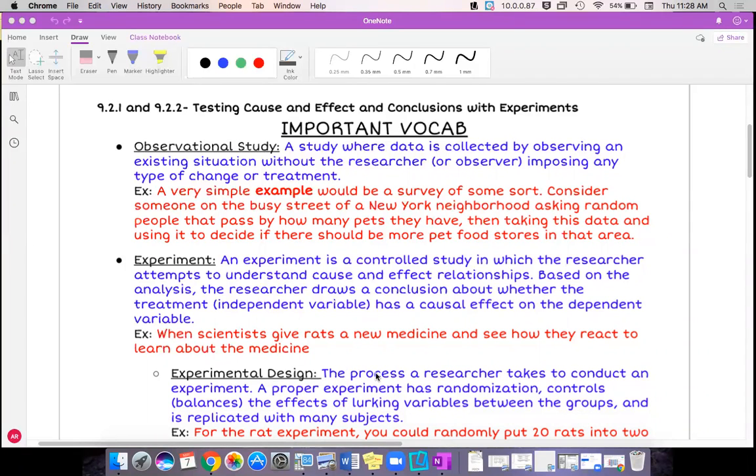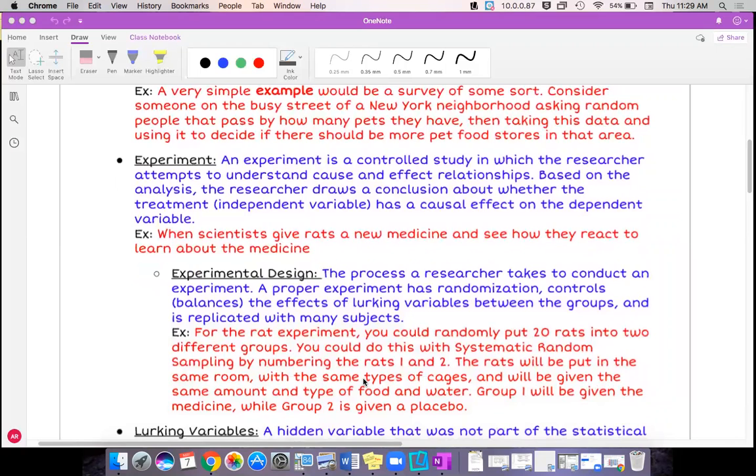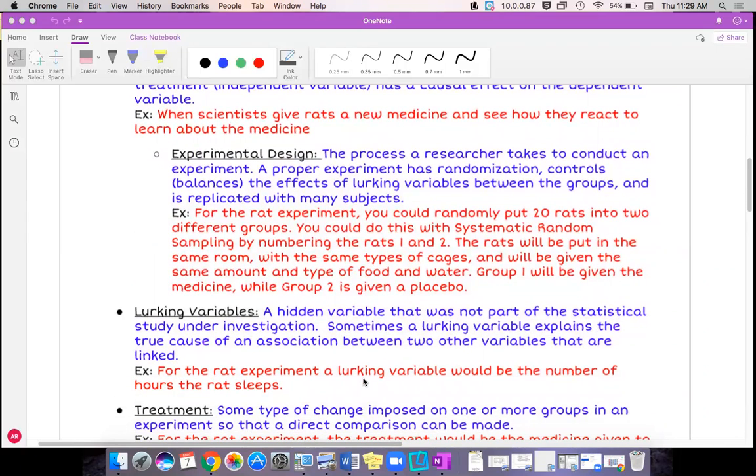An experiment is a controlled study in which the researcher attempts to understand cause and effect relationships based on the analysis. The researcher draws a conclusion about whether the treatment, which is the independent variable, has a causal effect on the dependent variable. So here's an example. When scientists give rats a new medicine and see how they react to learn about the medicine. So scientists are going to use the way that rats react to learn about how the medicine affects different living things.